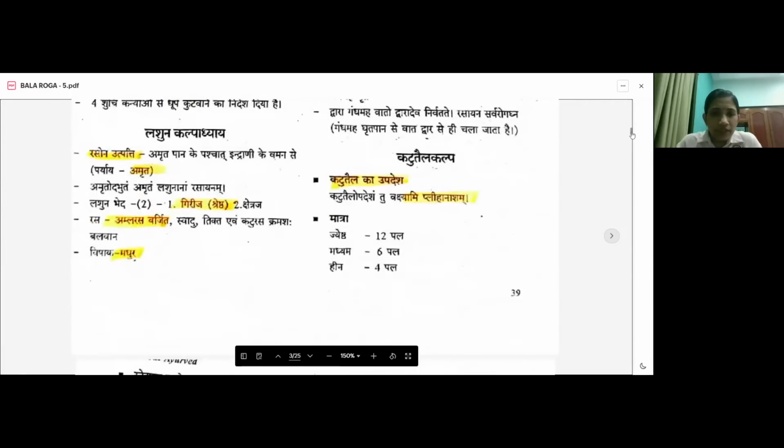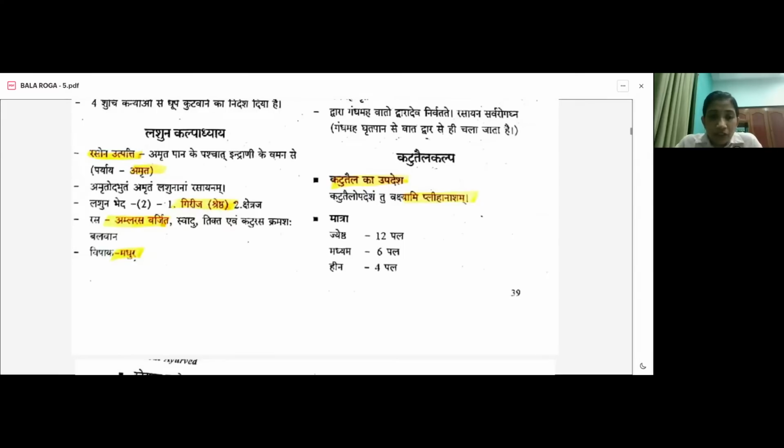So Leshuna Kalpadhyayam, we have discussed some points about the Leshuna Matra, the complications of Leshuna, and the first one, that is the Resona Utpatti. Coming to the Utpatti of Resona, अमृत पान के पश्चात इंद्राणी के वमन से रेसोना की उत्पत्ति बताया है. Okay, its synonym is Amrita. Resona's another name is Amrita. And 2 types of Leshuna are explained in Kashyapa Samhita, Girija and Kshetraja. Whereas the Girija is considered as the Shreshta type of Resona.